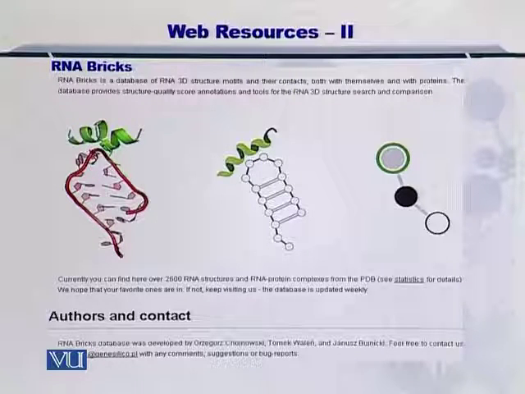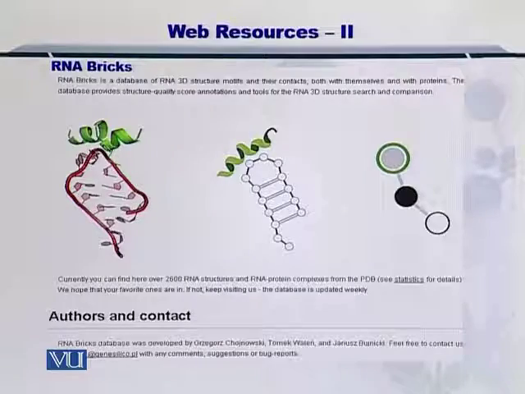So essentially, if you have a primary structure of the RNA, that is the sequence of RNA, then you can look at the RNA 3D Bricks database and see which structures are already reported and in which frequency and which are their interacting partners.